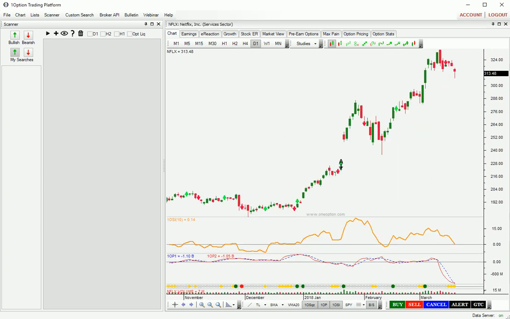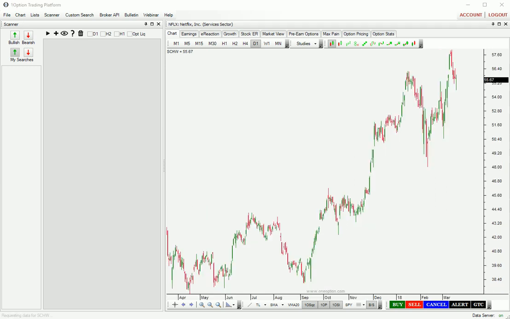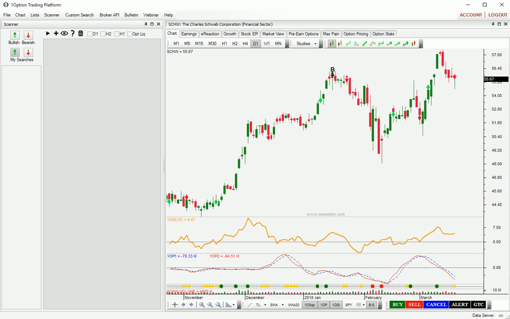Netflix is another stock that came up in the search. You could see it's breaking below this horizontal support level right here. So I wouldn't feel real comfortable selling a bullish put spread on a stock that's run up so much. But mind you, there aren't a lot of results that came in because we are pre-earnings season right now.